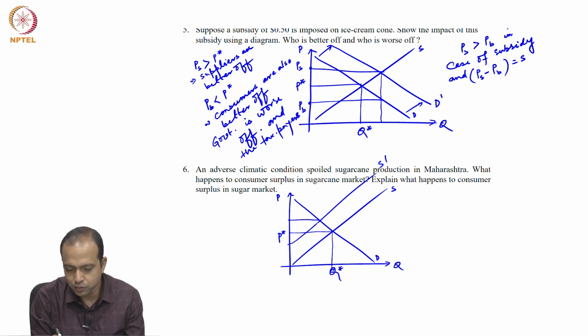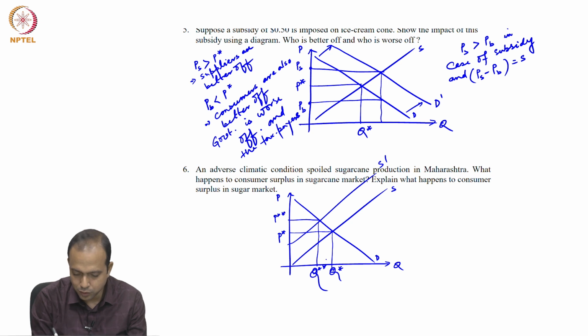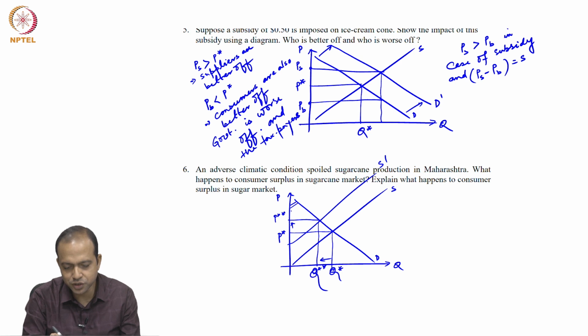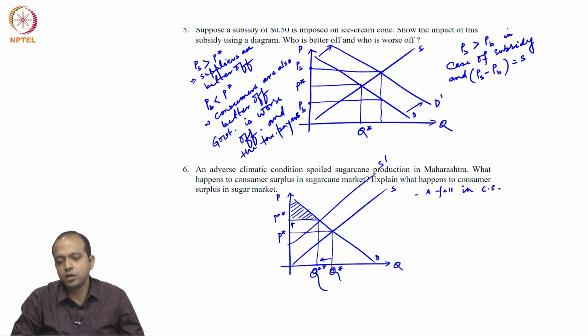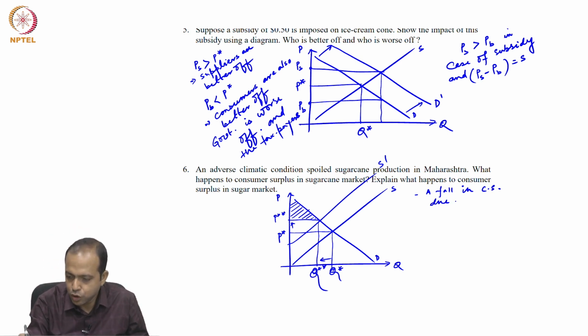price will go up, quantity demanded will fall. Price will go up, quantity demanded falls. As a result, you see consumer surplus is going down. So, there is a fall in consumer surplus, CS, due to the fall in sugarcane production.